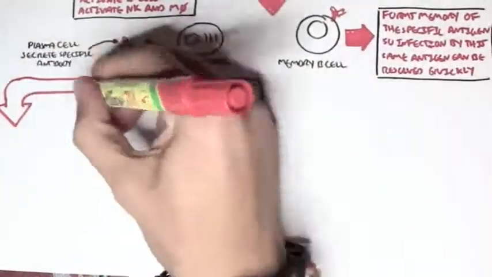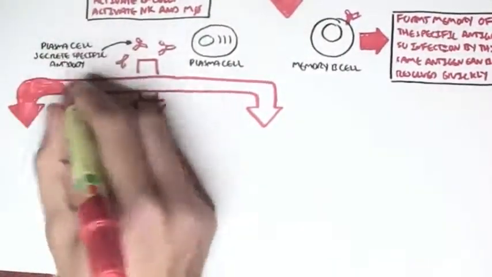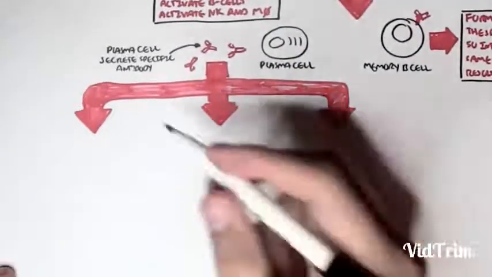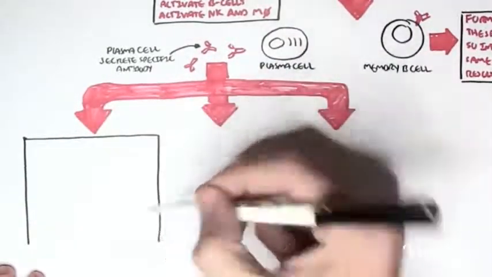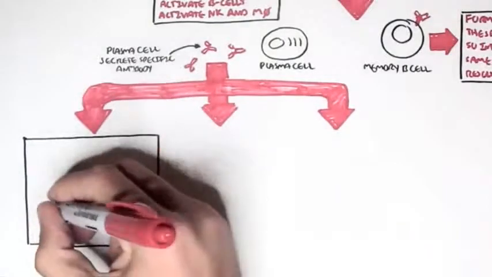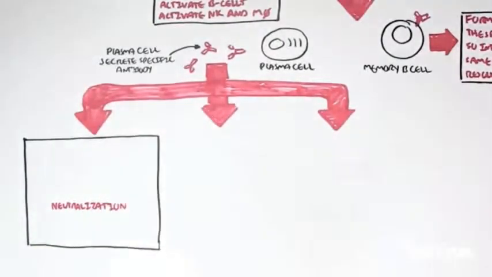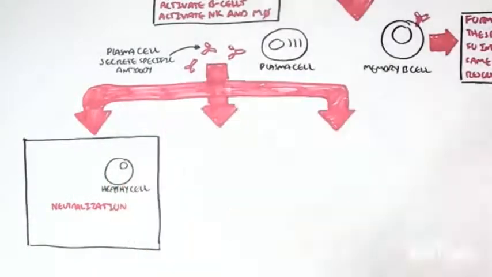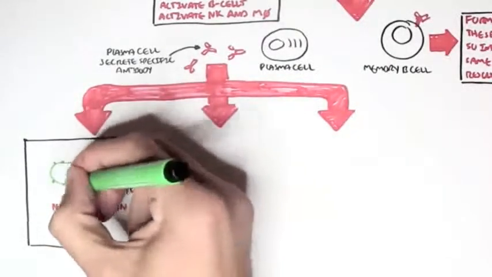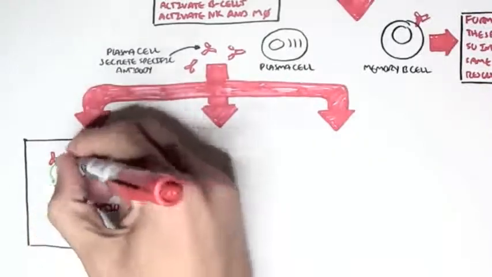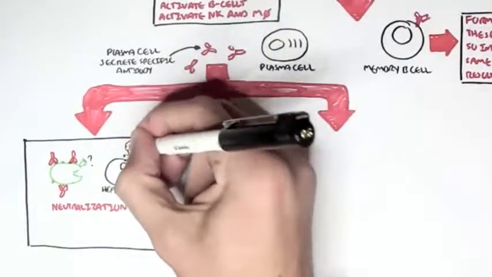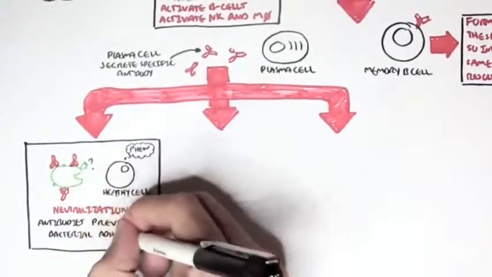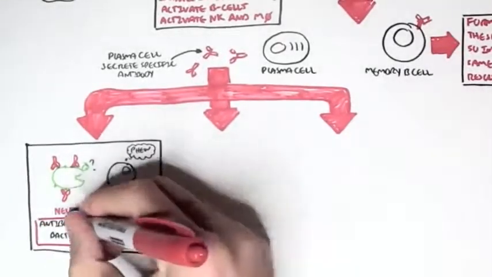So what do these antibodies that are secreted by the plasma cells, for example, do? Well, these specific antibodies that recognize these specific antigens can do three main things. First of all, they can neutralize a pathogen. So for example, if here was a healthy cell and here was a bacteria that is about to kill it, antibodies can bind onto the antigen of this pathogen and essentially neutralize it. So it prevents bacterial adhesion.